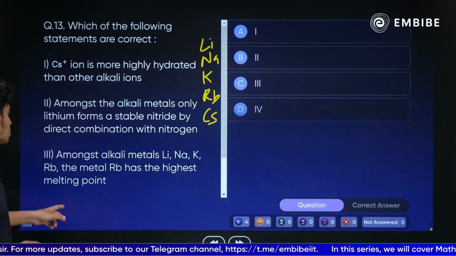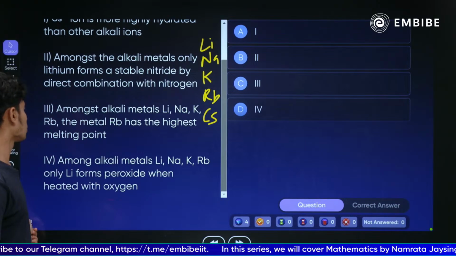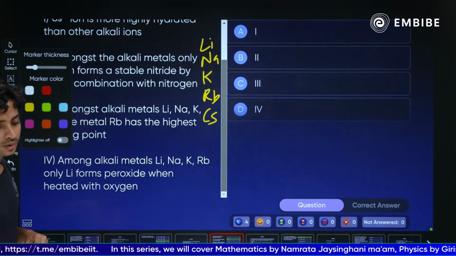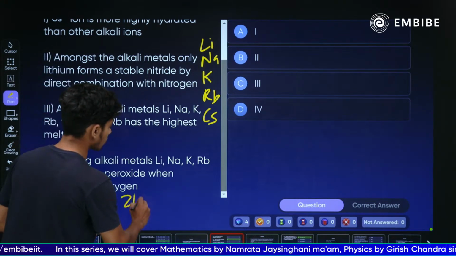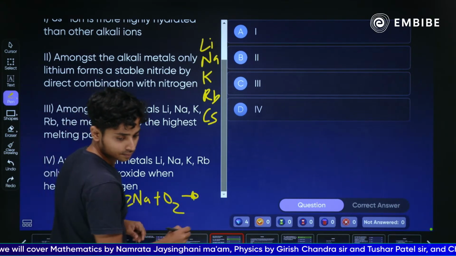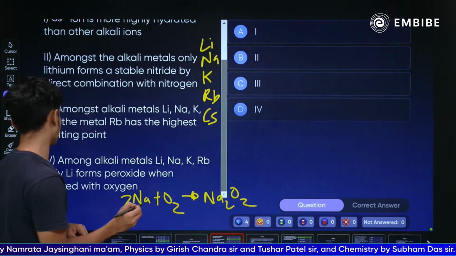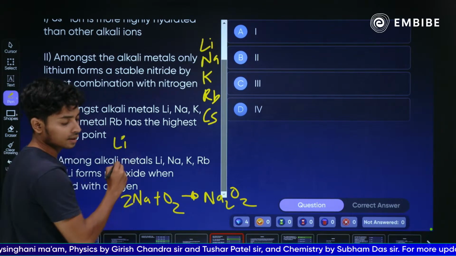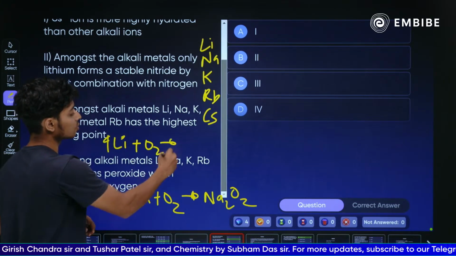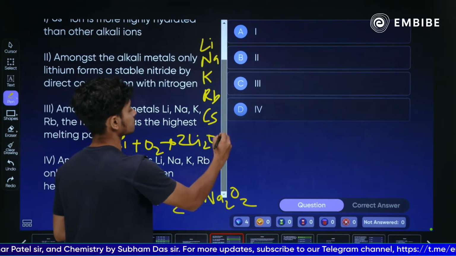Next, your last option said peroxide, superoxide and so on, that under normal conditions only sodium forms a peroxide. Sodium will react with oxygen under normal conditions and give you sodium peroxide, Na2O2. Lithium forms the oxide under normal conditions: 4Li plus O2 will give you 2Li2O, which is your oxide.